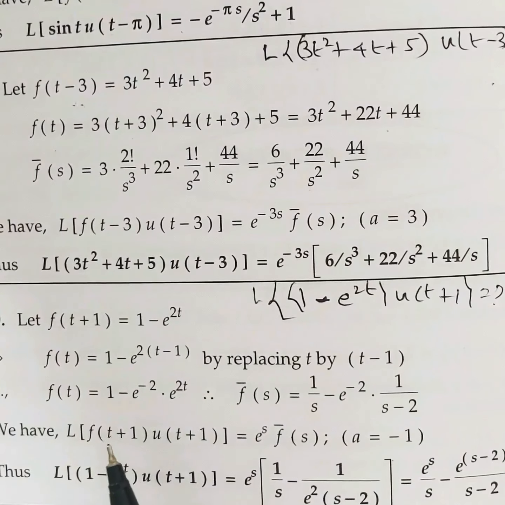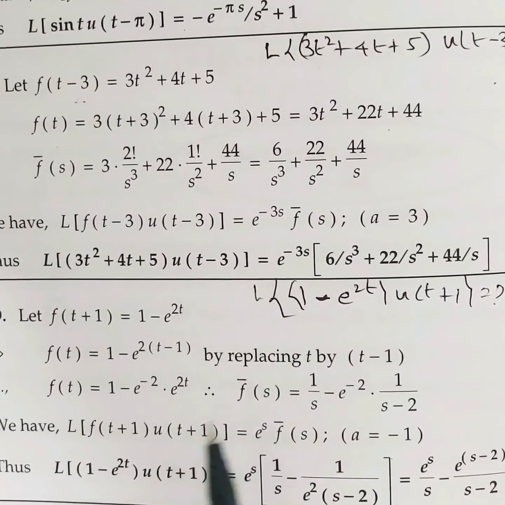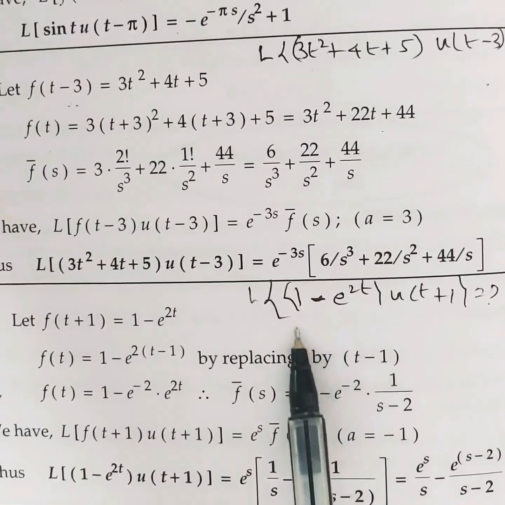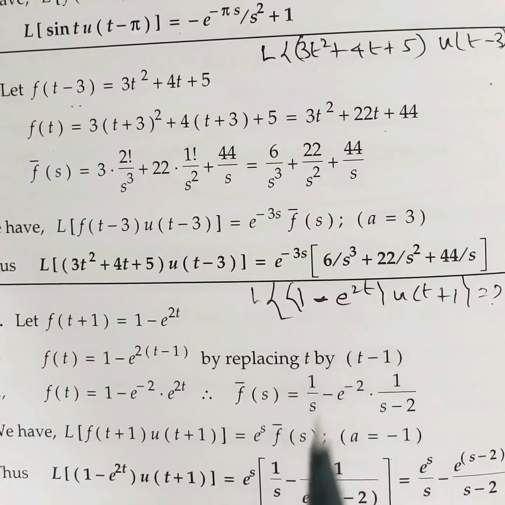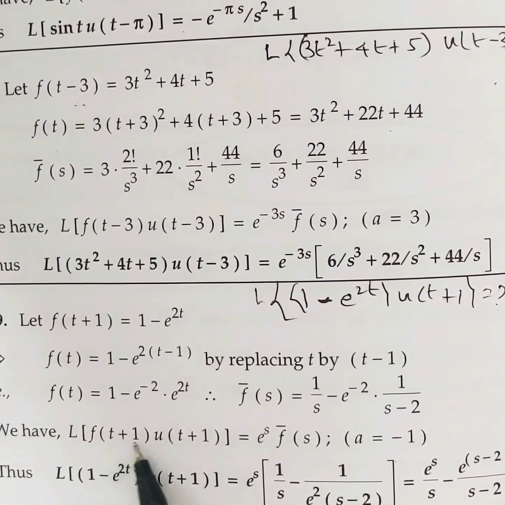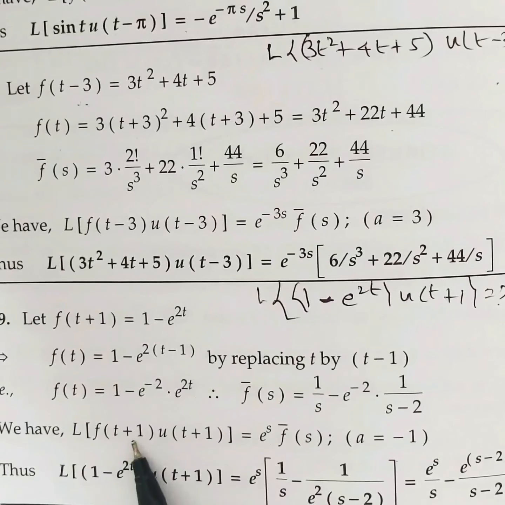Now what we have to find? Laplace of f of t plus 1 into u of t plus 1. Remember, this is u of t plus 1. So what is given is f of t plus 1. So your general formula is f of t minus a, u of t minus a, right? So how will I write this plus 1? Minus of minus 1. Correct?